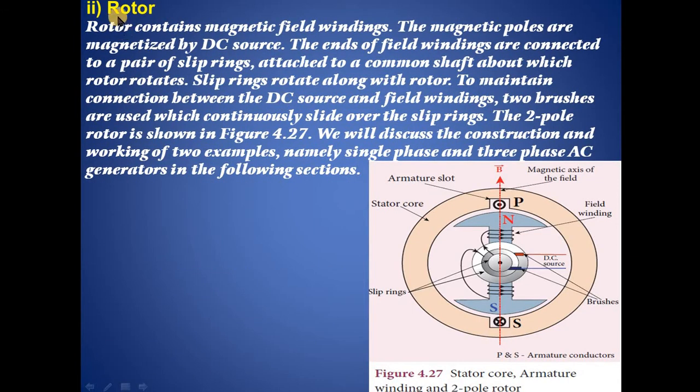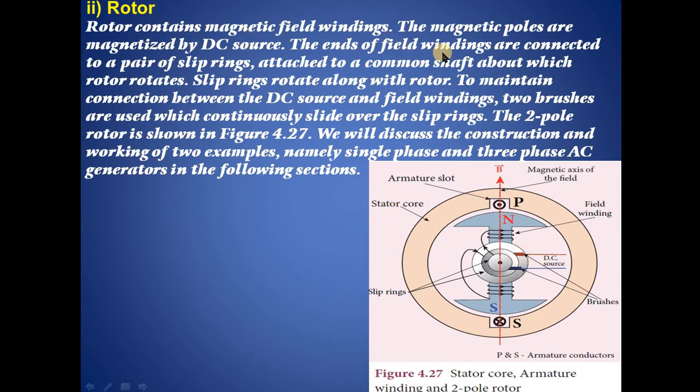Then second part is rotor. What is meant by rotor? Rotor contains magnetic field windings. So this is the rotor part. The magnetic poles here, north pole and south pole, are magnetized by DC source.